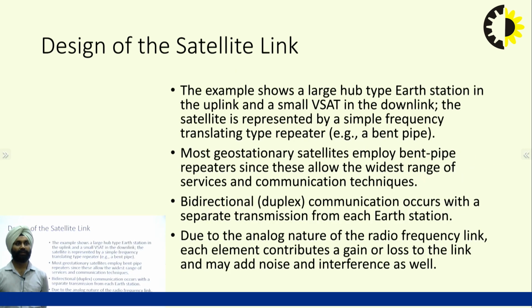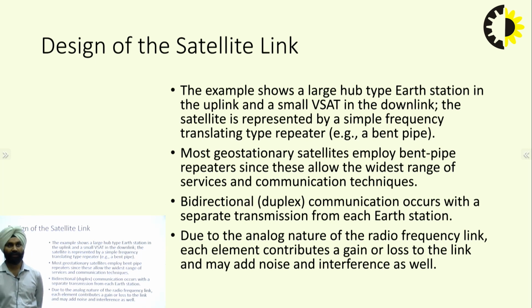So if we see the downlink design, the figure shown previously has a large hub type earth station in the uplink and a small VSAT in the downlink. The satellite is represented by a simple frequency translating type repeater. For example, we have used only a bent pipe transponder. Most geostationary satellites employ bent pipe transponder repeaters, since these allow the widest range of services and communication techniques.